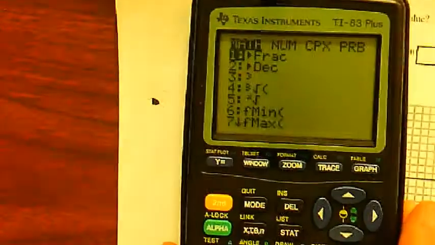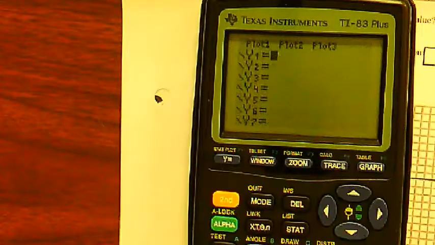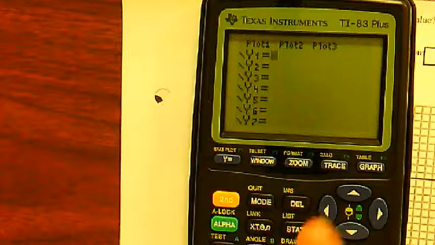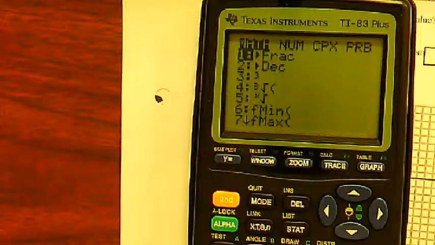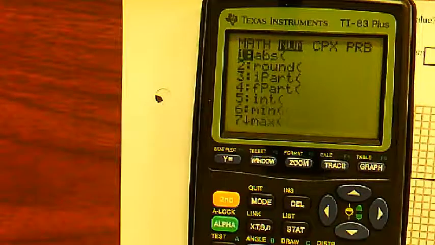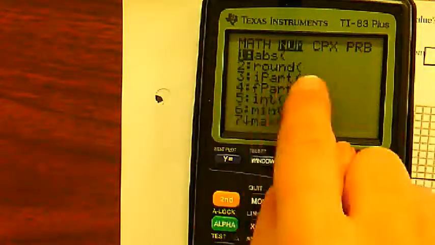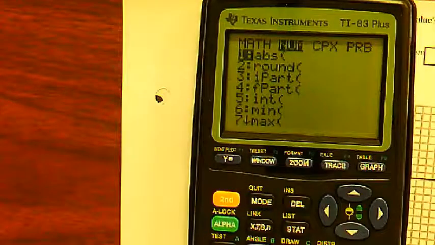Alright, you're going to hit your math button. So again, you're in y equals. You're going to hit your math button. You're going to scroll over to number, and then see it says ABS. That stands for absolute value. So you're going to press enter.